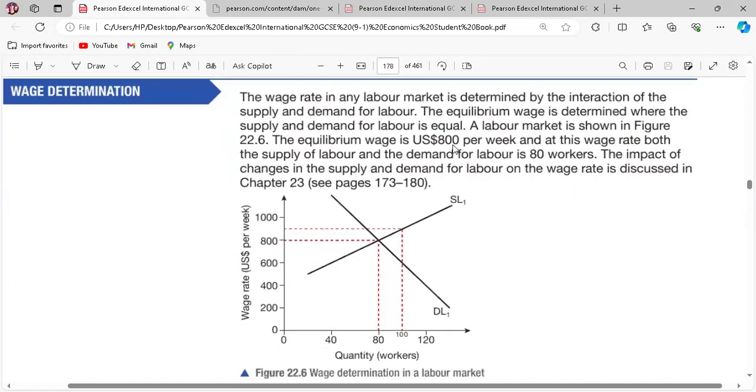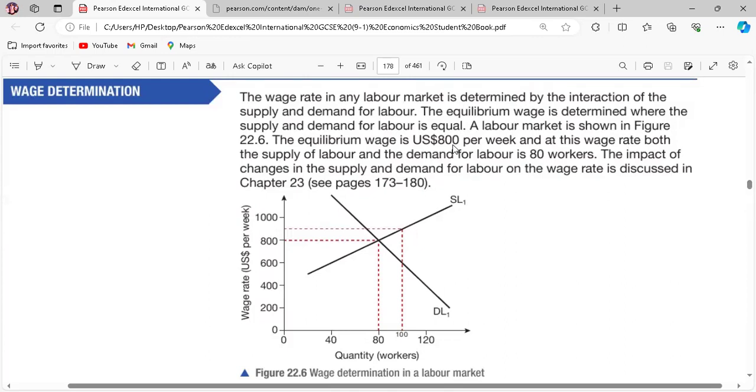They will have wage determination. So for the wage determination, they said the wage rate in any labor market is determined by the interaction of the supply and the demand for labor. The equilibrium, that is what we call the equilibrium wage rate, is determined where the supply and demand curves of labor are equal. We call it equilibrium wage rate because demand for and supply of labor are meeting at that point.